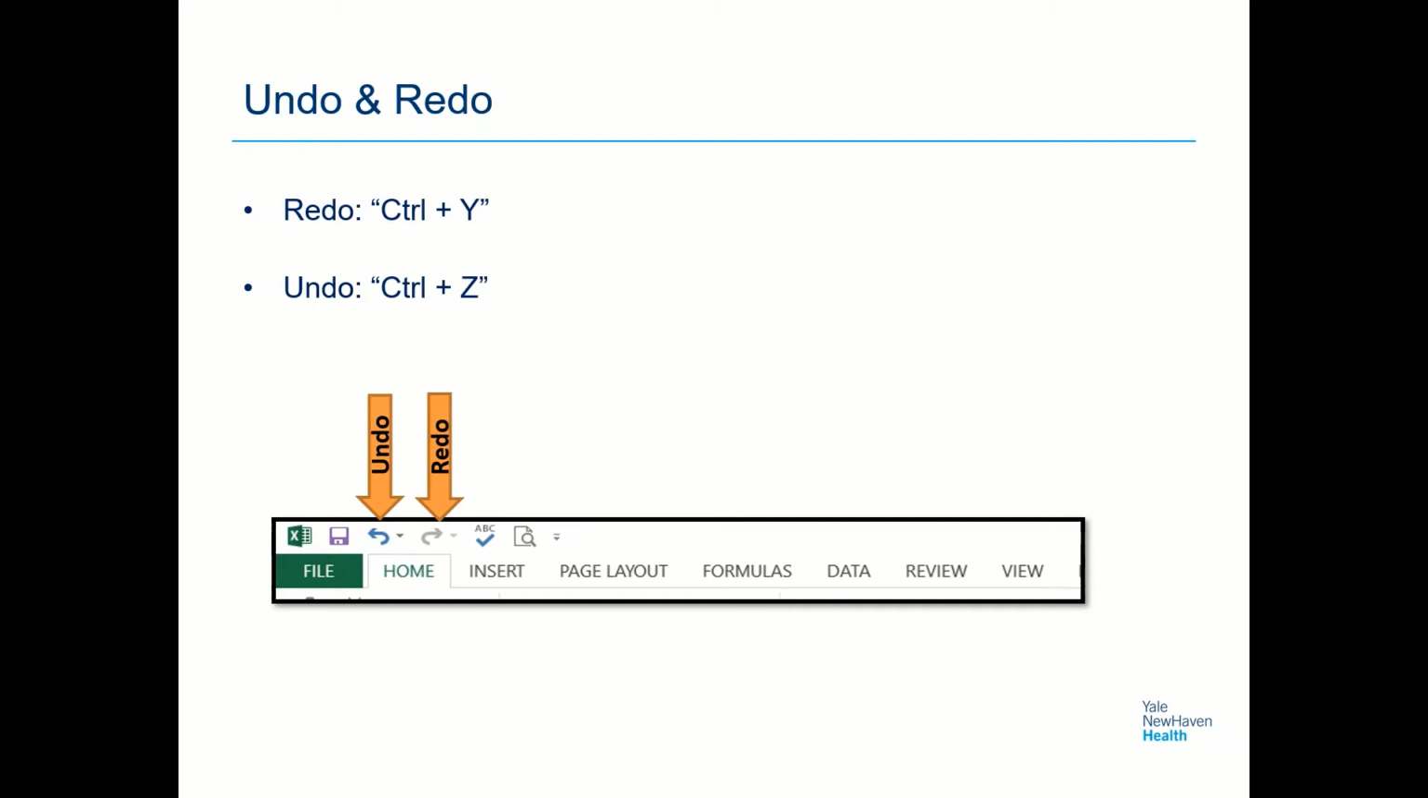So let's say you were entering something and it was all a mistake, or you had taken out some formula that you didn't mean to take out. You could hit the undo button and it will take away the last step, the last thing that you did. Or the redo button will add the last thing back in, so you could keep going back and forth.